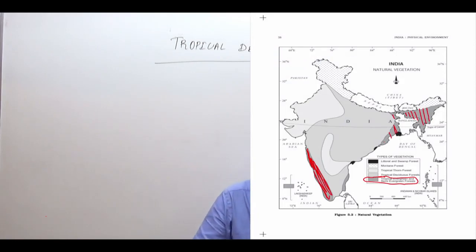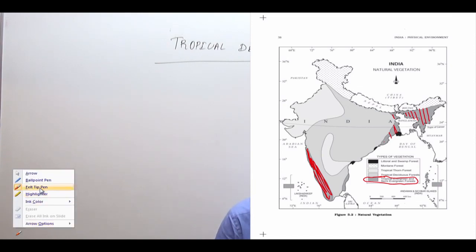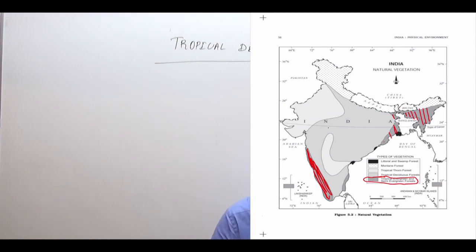You can see from the map itself that the light gray colored area is the area which covers the largest area in India. So which forest has the largest aerial extent in India? If the question comes, tropical evergreen forest, tropical deciduous forest, tropical thorn forest, or littoral and swamp forest, your answer is the tropical deciduous forest, which is this area which I am now shading, has the largest aerial extent in India.